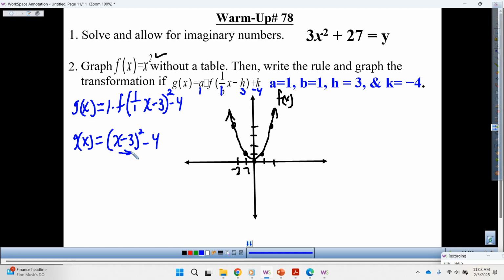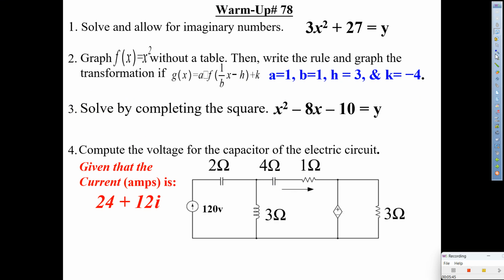Three to the right. And 4 down. All right. 3 to the right. 4 down. 1, 2, 3, 4. And that is our g of x. Hands up if you got something like that by yourself. Yeah, okay. Let's go to number 3.